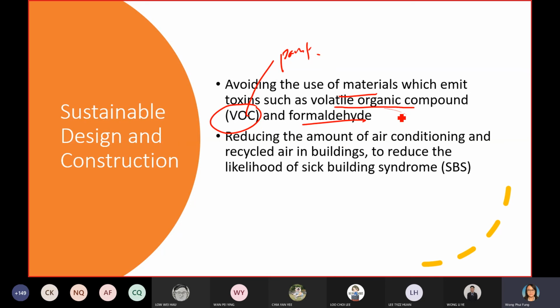Okay, formaldehyde normally comes from timber. So when the developer chooses to use any material, they should choose material free of VOC and free of formaldehyde, because these two things are actually quite bad for human health. And reduce the amount of aircon and recycled air in buildings to reduce the likelihood of sick building syndrome.